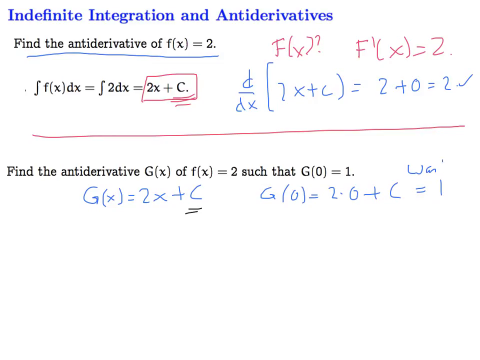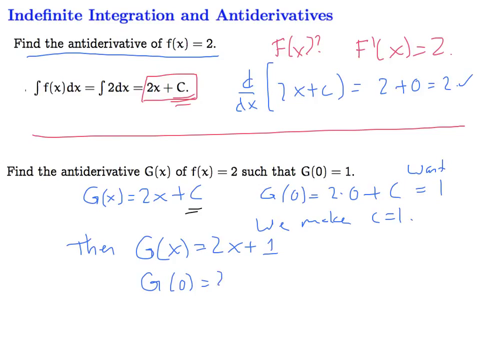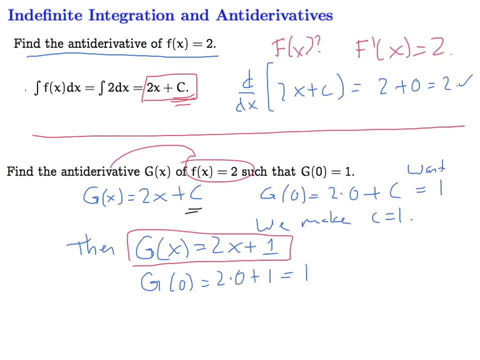Well, we want that to equal 1. This is what we want to have happen, but it's not true yet, unless we make c equal 1. Because then we have the new function g of x equals 2x plus 1, and g of 0 equals 2 times 0 plus 1, which is equal to 1. So that tells me this is the function that fits the two properties. It's an antiderivative of 2 and g of 0 equals 1. Since it fits both parts, it works really well.